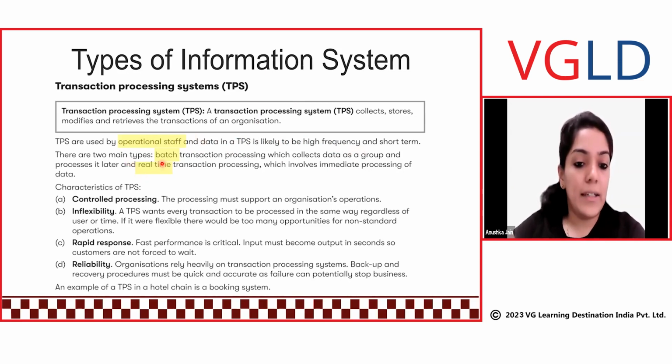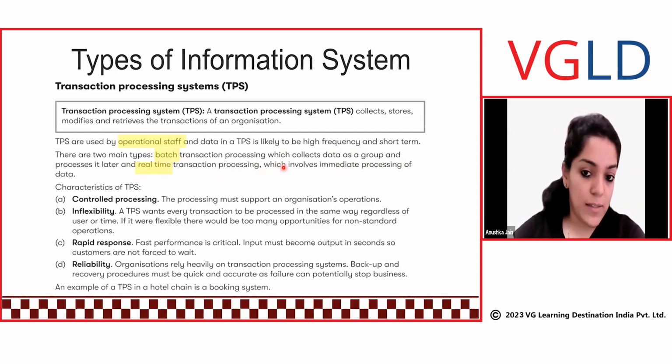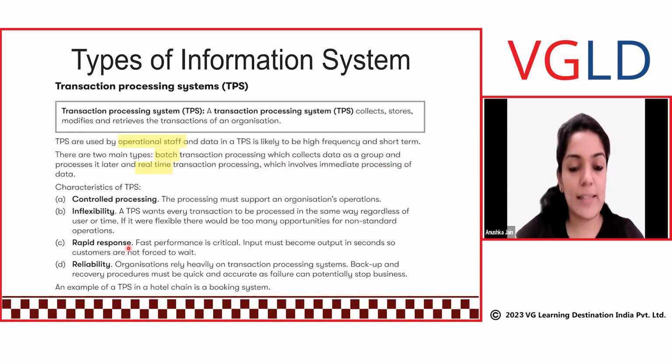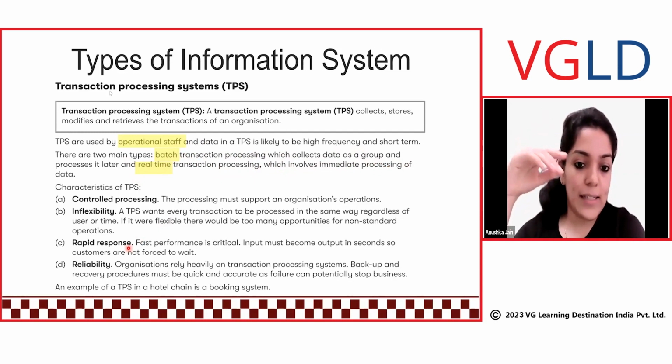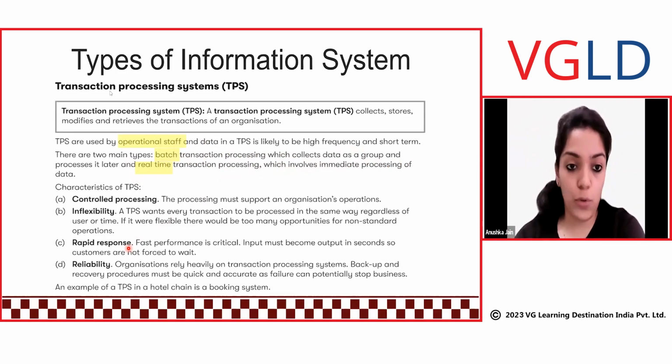There are two main types. Batch transaction processing, which collects data as a group and processes it later, and real-time transaction processing, which involves immediate processing of data. So I'll explain to you with an example. Different types of processing are followed by different types of organizations. There is no rule which organization should follow what.